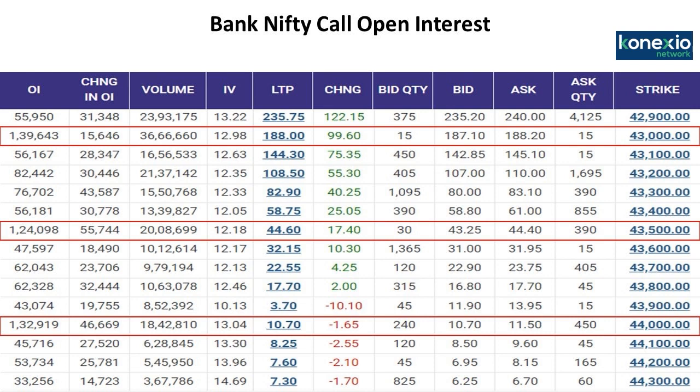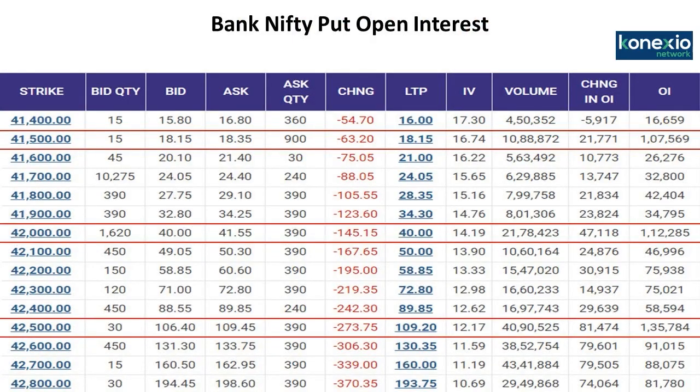Now let us discuss the Bank Nifty put data. In Bank Nifty puts, the action was seen in 42,500 puts, then 42,000 puts, and 41,500 puts. Now here you can see there is a rise in the open interest, rise in the volumes, but there is a significant drop in the option premium.